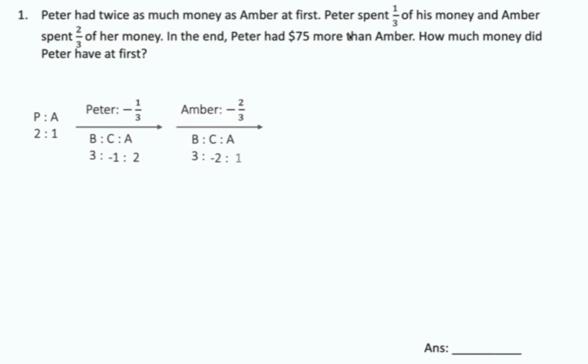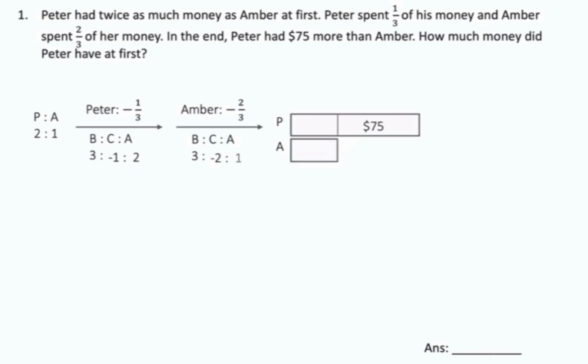Whenever you see more than, you must record as a model. Okay, this is a rule. Remember, there's no other way to record other than model. More than, less than, always record as a model. So Peter has $75 more than Amber. So this is a very simple model, right? Now, you have recorded everything.